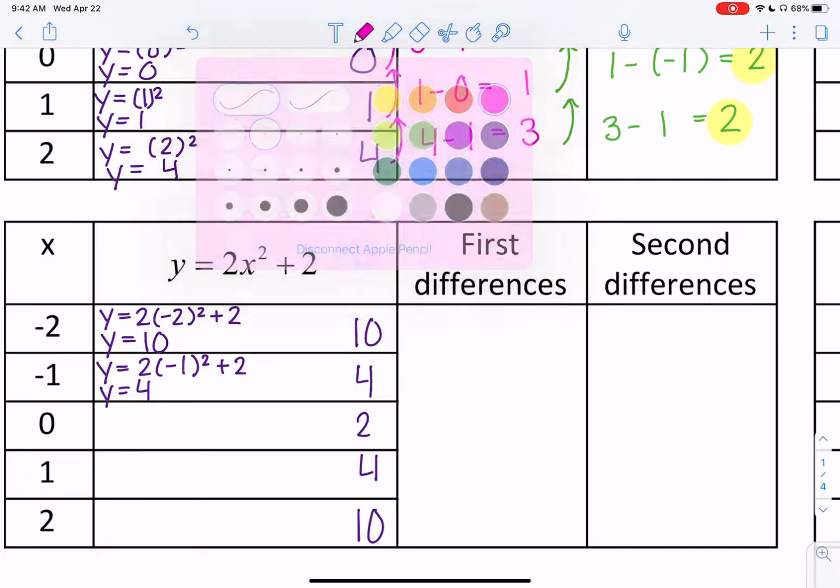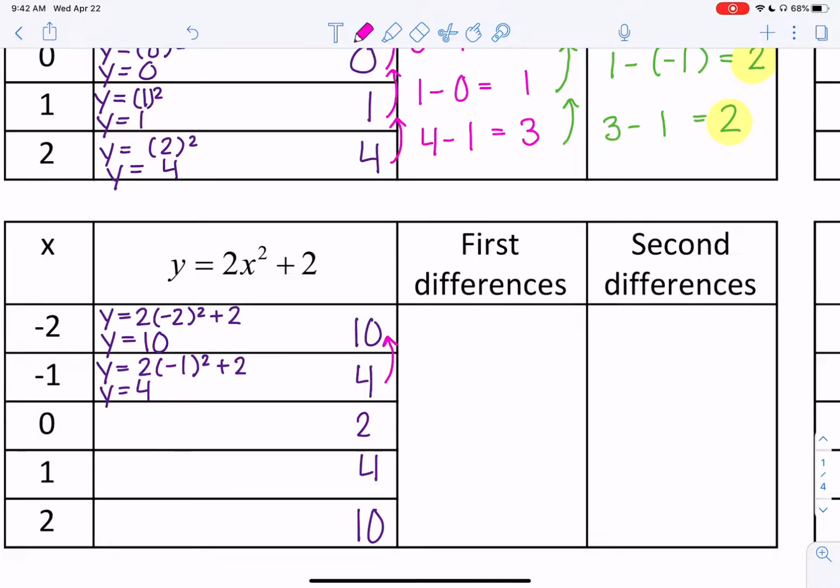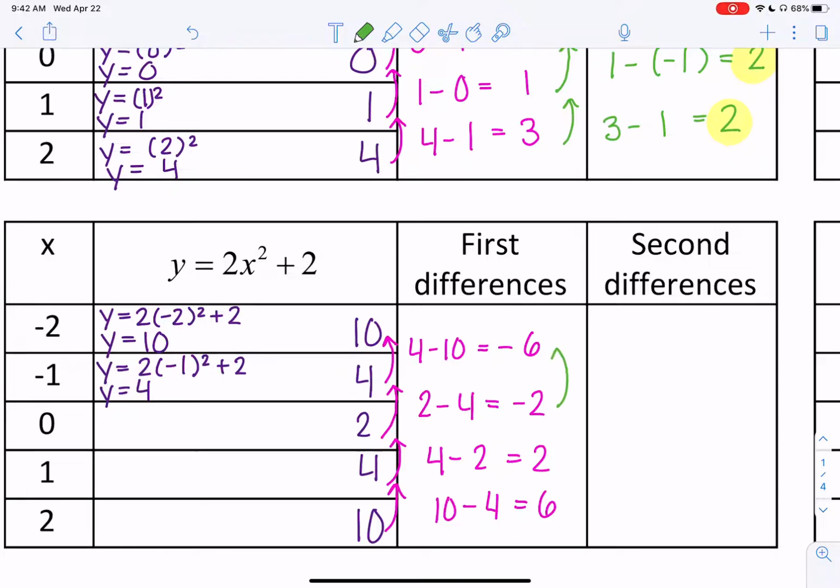Then we'll do our first differences the same way we did before. We take the bottom one and subtract it from the top. And again. And again. Now what I notice is that my first differences don't match, which means I will be moving on to my second differences. We'll do all of this again with the pink numbers.